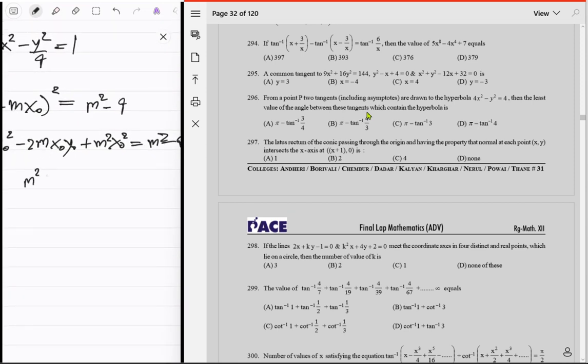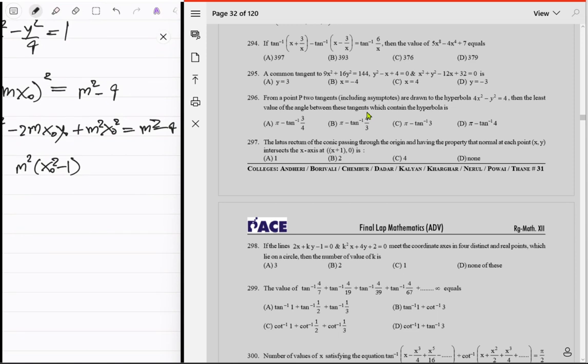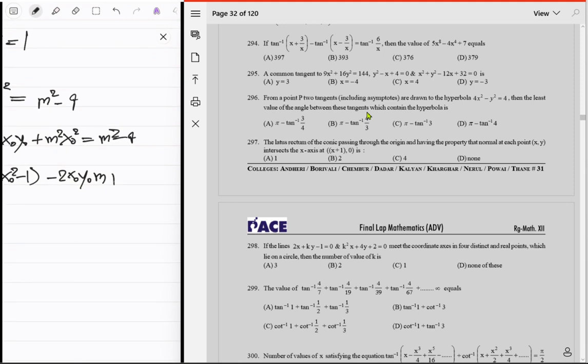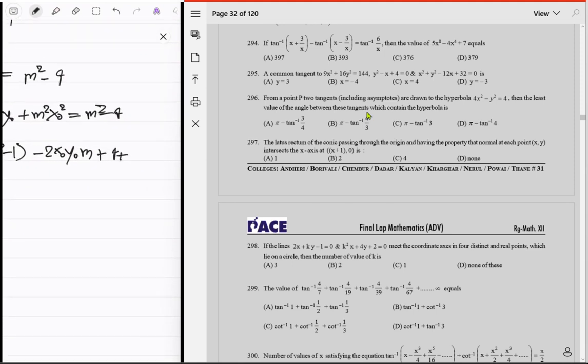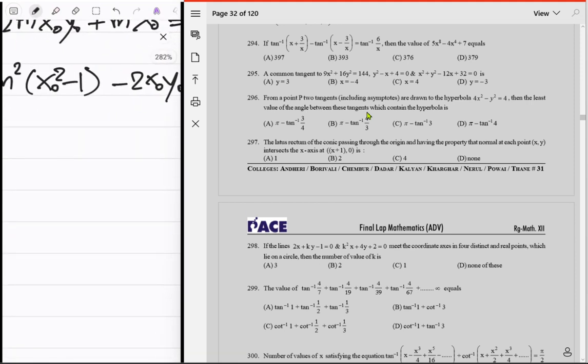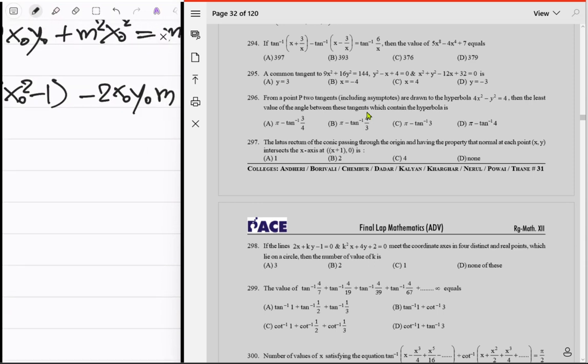So m squared times x naught square minus 1 minus 2x naught y naught times m plus 4 plus y naught squared is equal to 0, right? Okay. What do you want? You want the least value of the angle. So it's tan of the angle क्या रहने वाला है? Just it's kind of a weird thing. Okay, what's the tan of the angle? It is, wait. Oh yeah, for sure. It's continue hyperbola, right? Okay, I'm starting to understand क्या होना चाहिए था, but whatever.